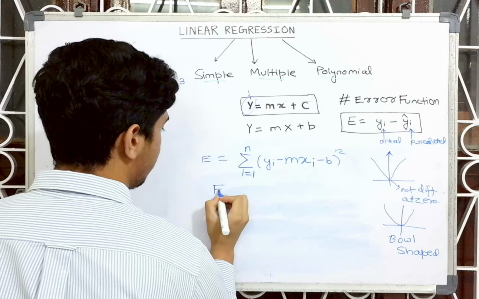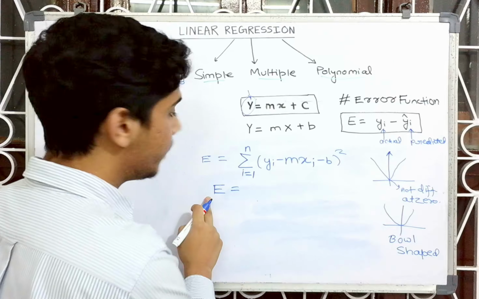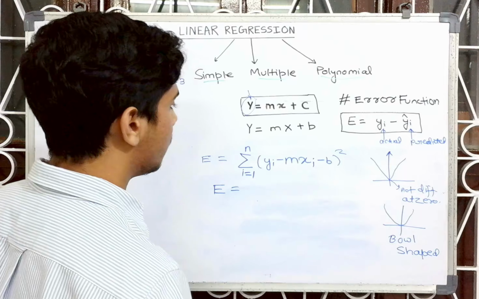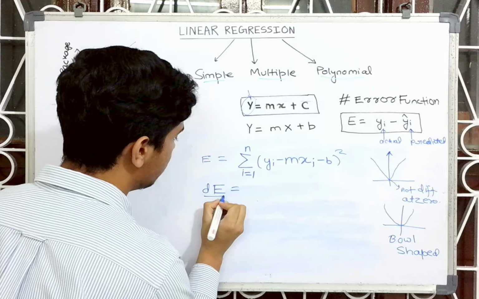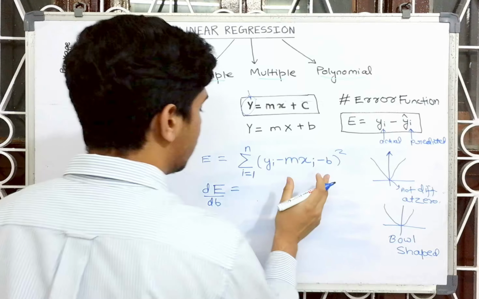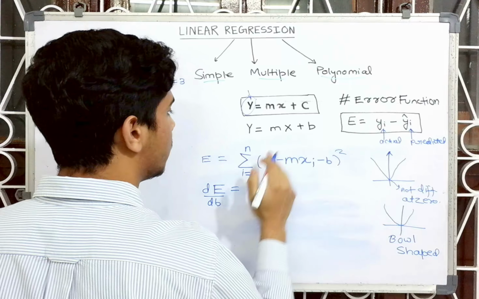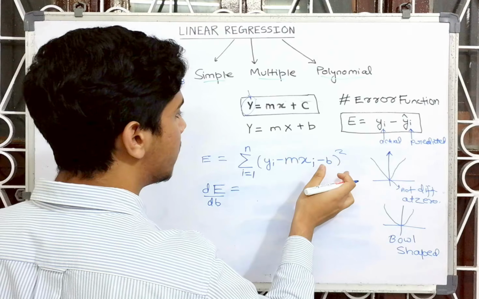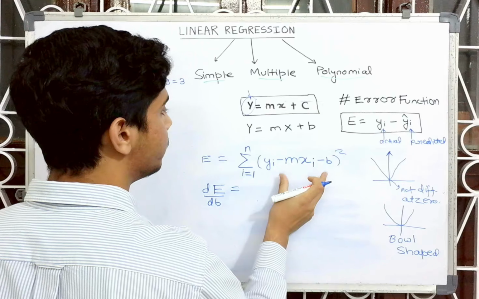So let's write E equals summation of this. What we have to do is differentiate E with respect to b. First we will differentiate it with respect to b, dE by db, and we will apply the chain rule here. What does the chain rule say? 2 will come outside and we can write the inside as it is, and then multiply it by the differentiation of whatever is written inside these braces.